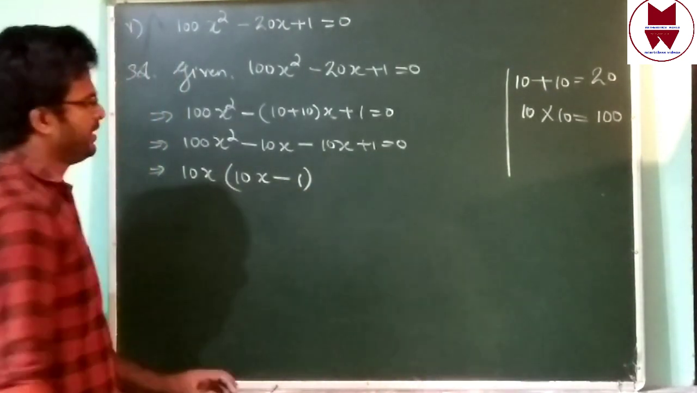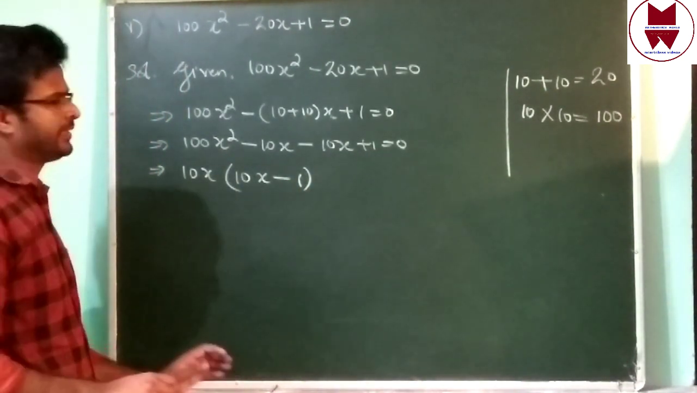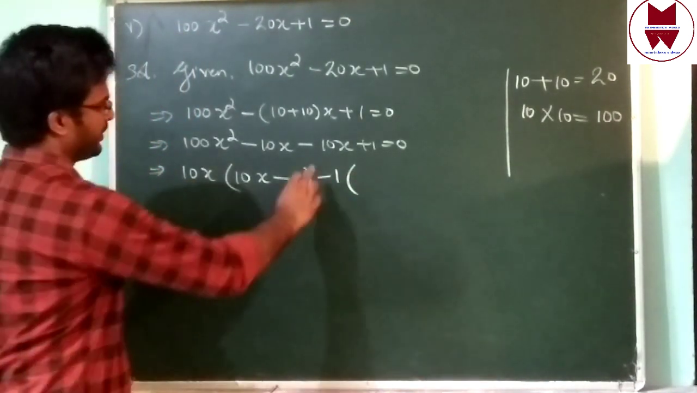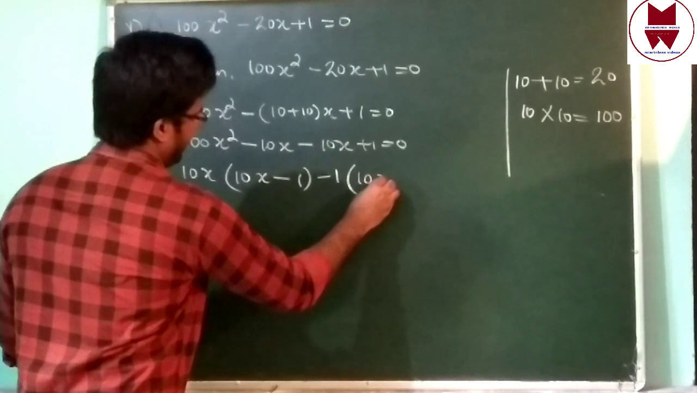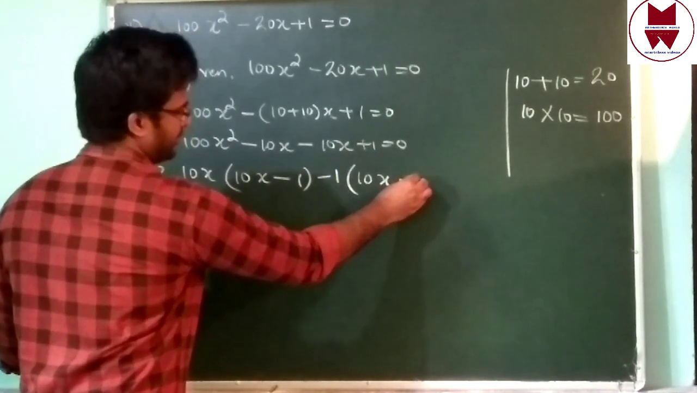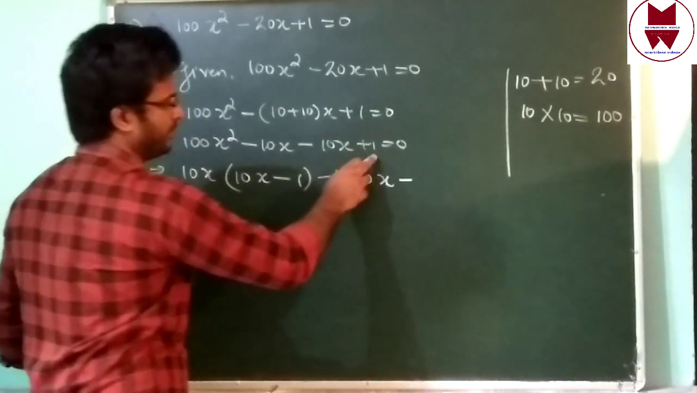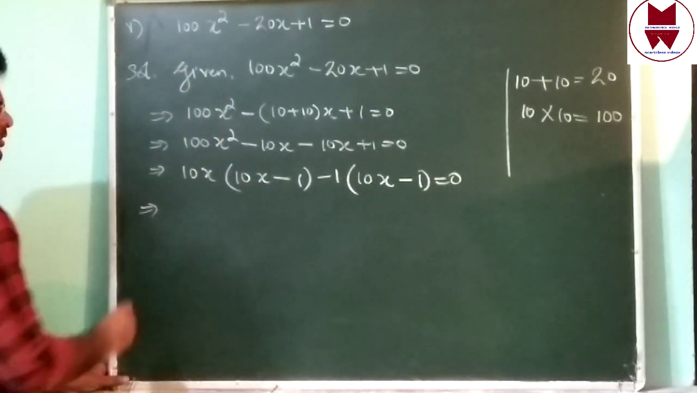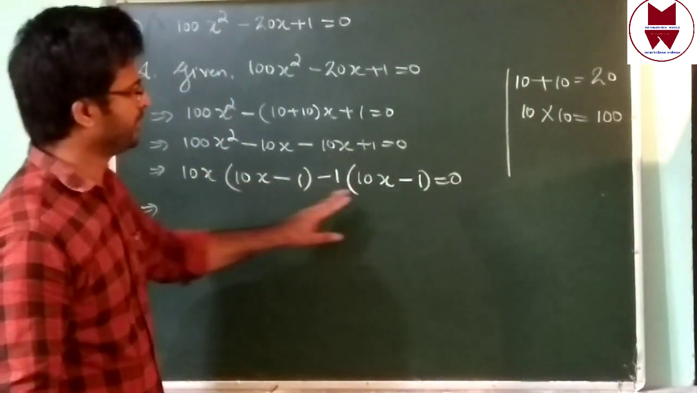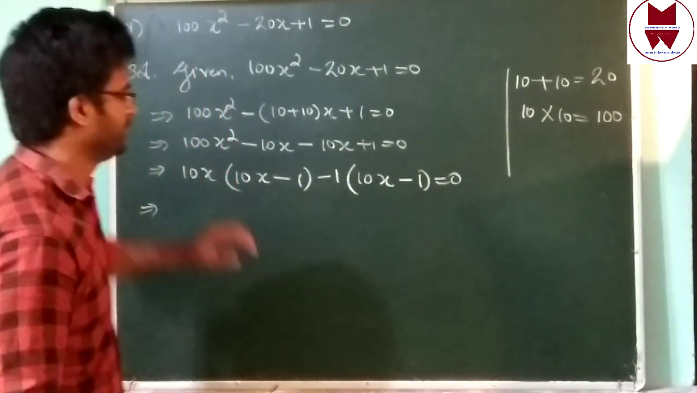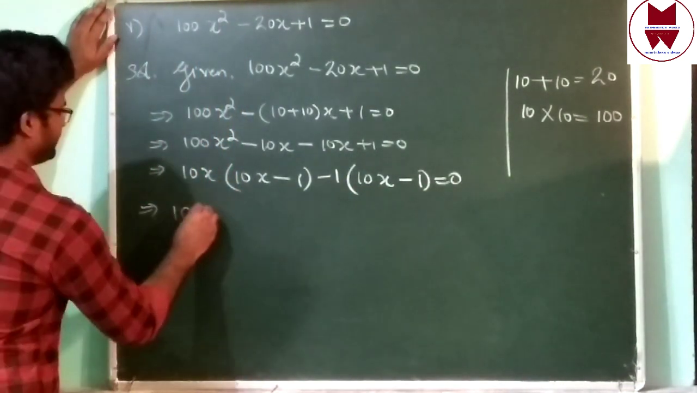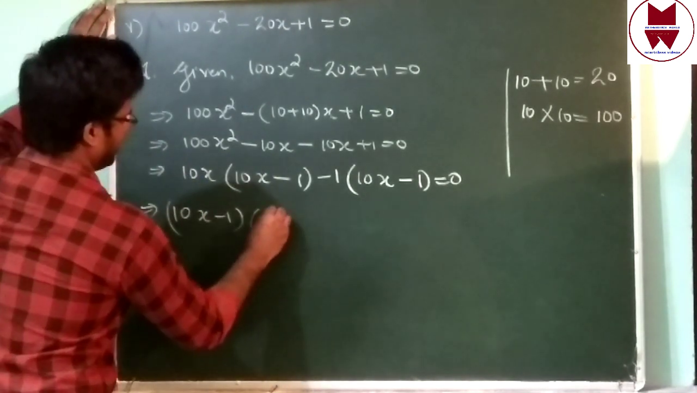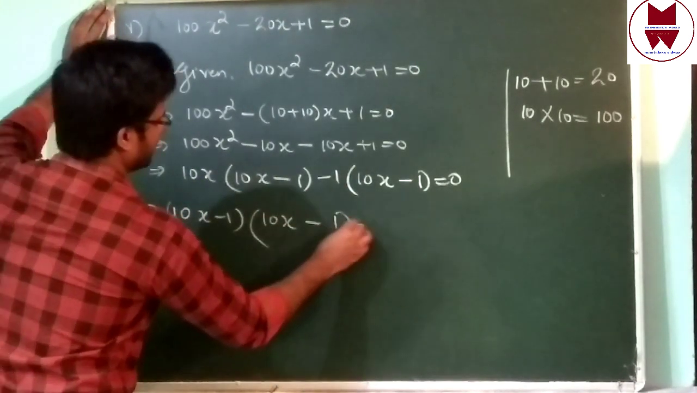In the last two terms, what will we take outside? We will take minus 1 outside. That time, in here remaining 10x, plus change it to minus, because already I took minus outside, then 1 equal to 0. All total 10x minus 1, in here also 10x minus 1. That common term take outside. Then remaining in here 10x minus 1 equal to 0.